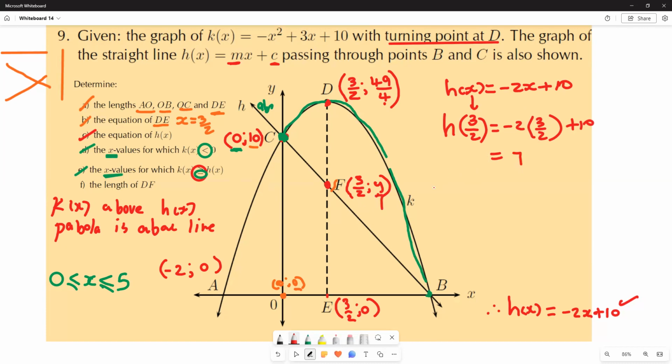Therefore, we can easily get the length of DF: it is the highest y value minus the lowest y value. We have 49 over 4 minus 7, and that gives us 21 over 4. And that's finito about this video, ladies and gents.